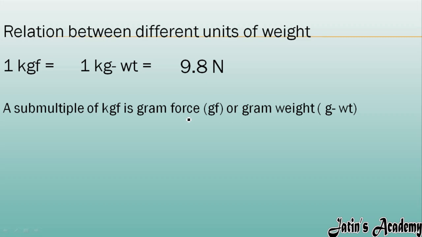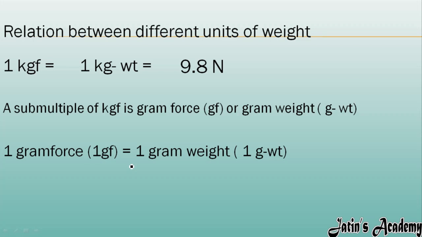Next, we have the submultiple of kilogram force, which is gram force. If we look at the submultiple or smaller unit for weight, that is gram force or gram weight. So the submultiples of weight are gram force and gram weight. The relation is 1 kilogram force is equal to 1000 gram force, and force is nothing but weight. So 1 gram force is equal to 1 gram weight. Fine.